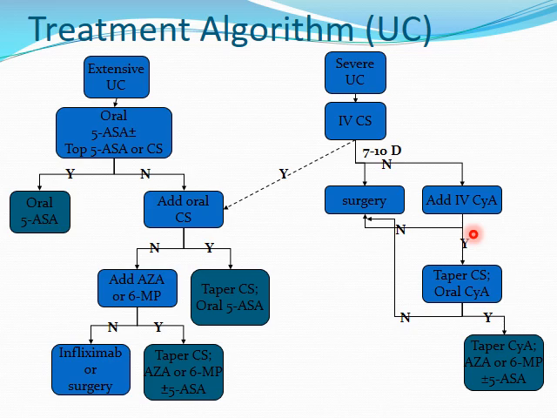Because again, the higher up we get in using corticosteroids and things like immunosuppressants, the more side effects you're going to see. So the idea is to try to limit that, to try to use the drugs with the least amount of systemic side effects.